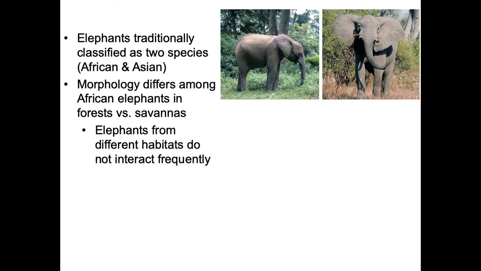Some examples of this include elephants, which traditionally were classified into two species, African elephants and Asian elephants. And there are morphological differences between the two. However, there are also morphological differences between African elephants that lived in forests and African elephants that lived in savannas. And the elephants from the two different ecosystems do not interact very frequently.